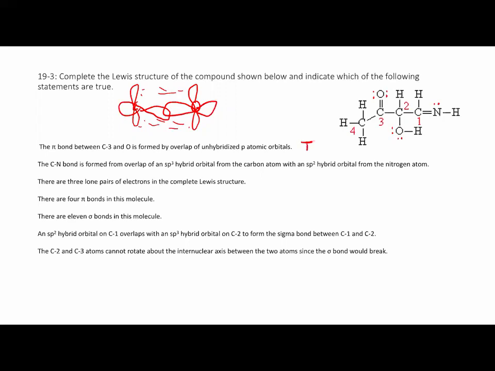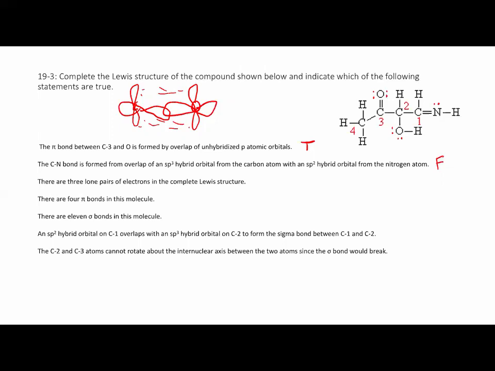Next, the carbon-nitrogen bond is formed from the overlap of sp3 hybrid orbital from the carbon atom with an sp2 hybrid orbital from the nitrogen atom. So this is false, because the carbon-nitrogen bond is formed from the overlap of sp2 hybrid orbitals. The key indicator here is the double bond. If you see a double bond, that is formed by the overlap of p orbitals. Both carbon and nitrogen have 3 sp2 orbitals and 1 unhybridized p orbital. The p orbitals are participating in forming that double bond. So it's overlap of sp2 and sp2 orbitals.